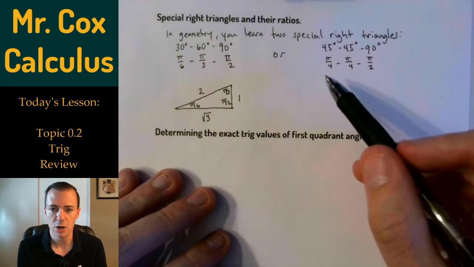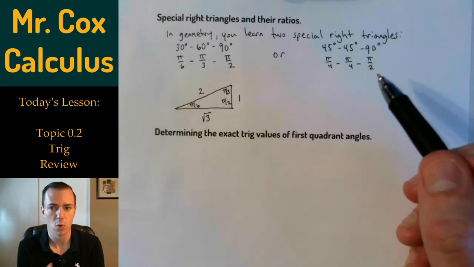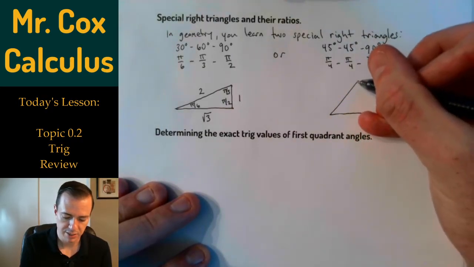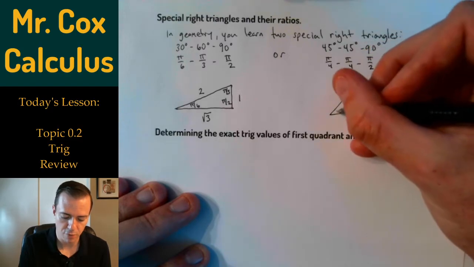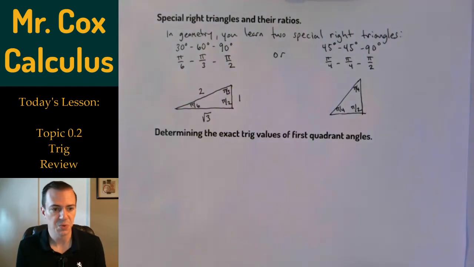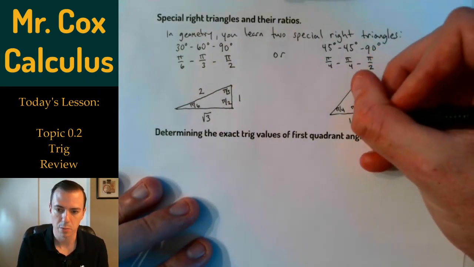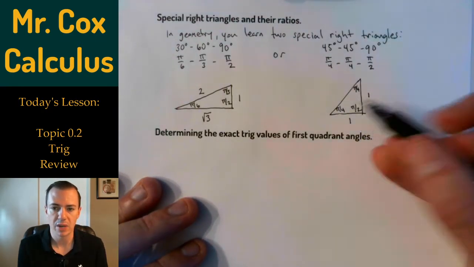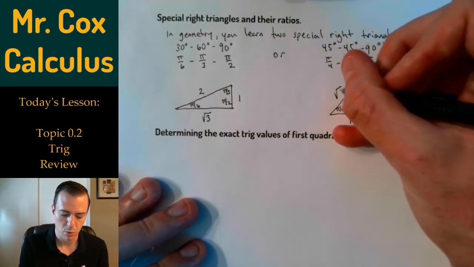The ratio of the 45, 45, 90, or pi over 4, pi over 4, pi over 2 right triangle, is that because the two angles, these pi over 4 angles, were congruent to each other, so too were the legs across from them. So we could say that these legs, if they were both equal to 1, they are the same. And then what we got for the measure of the hypotenuse of the right triangle was the square root of 2.